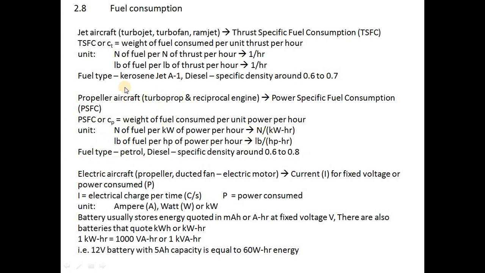Now, there are various fuel types they use. For turboprop, you will use kerosene, Jet A1 or JP kind of engine, kerosene type. But for reciprocal engine, can either use petrol or diesel engine. Some aircraft use diesel fuel, with a specific density around the same. Even the kerosene is also around this 0.6 to 0.8. It depends on the type of fuel. This is how we quote the specific fuel consumption.